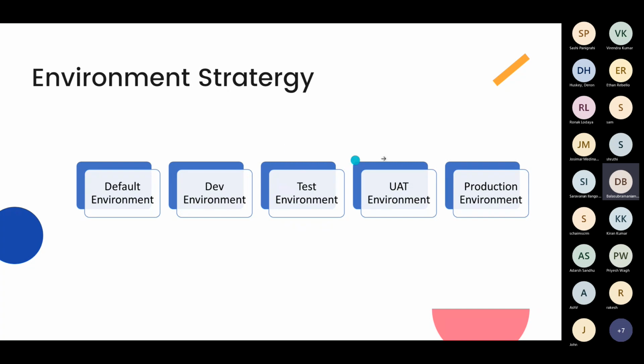In some organizations, the UAT won't be there after the test; the production will be there. And some organizations will have the UAT, and in between the UAT and the production, there would be one more instance called pre-prod. So it completely depends on the organization's needs. Based on our current requirement, we have come up with this environment strategy.